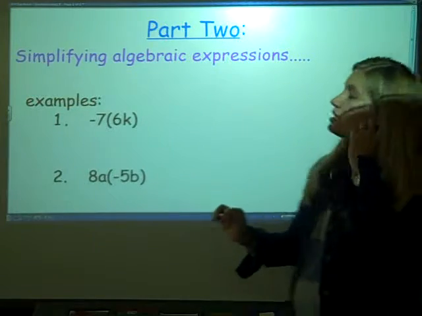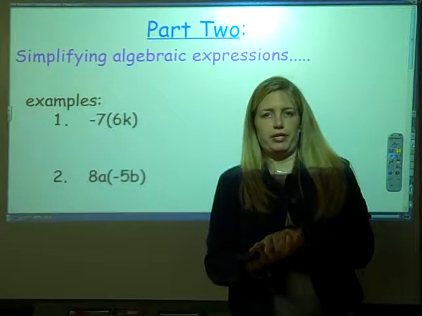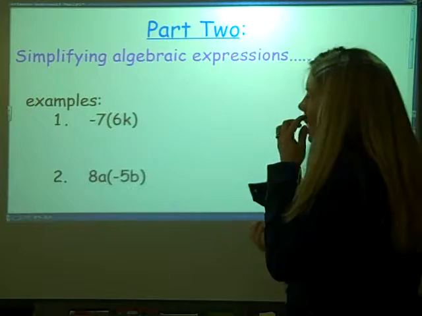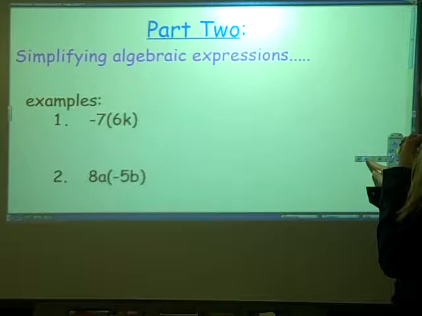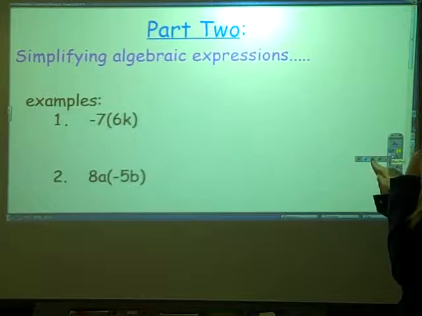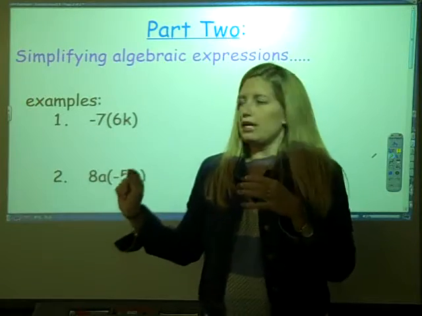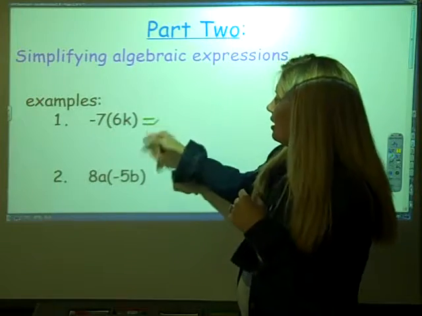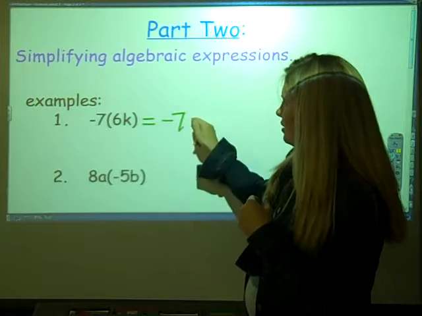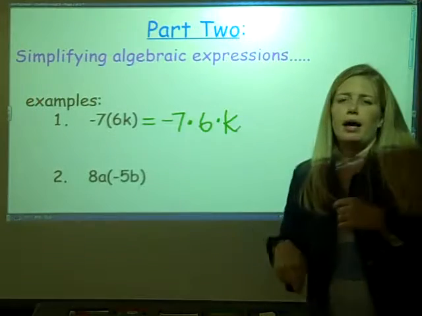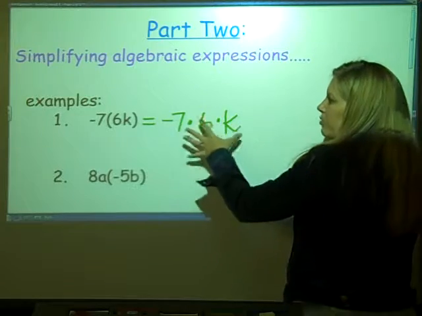Part 2. This is where I'm going to start throwing some algebra at you. This is where we start getting into some 8th grade level math. What you're going to do, part 2, simplifying algebraic expressions. Another way to think about this, negative 7 times 6k, is you could write this as negative 7 times 6 times k. So that you can kind of break things apart.